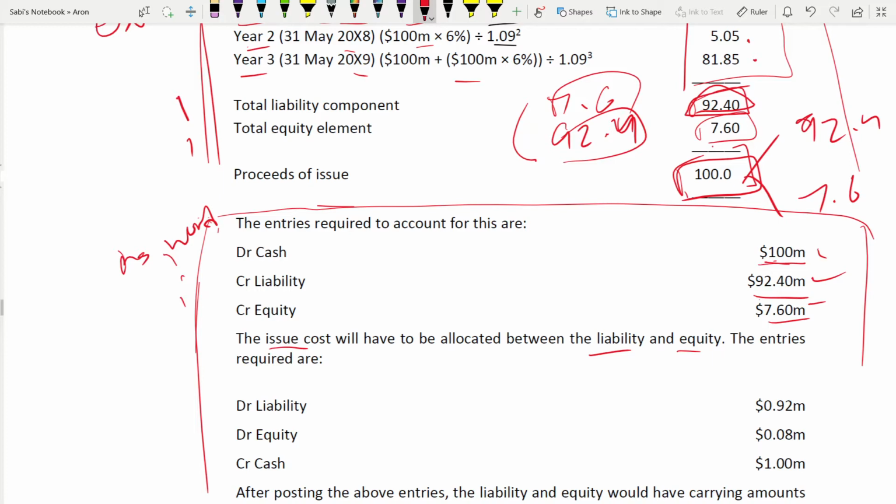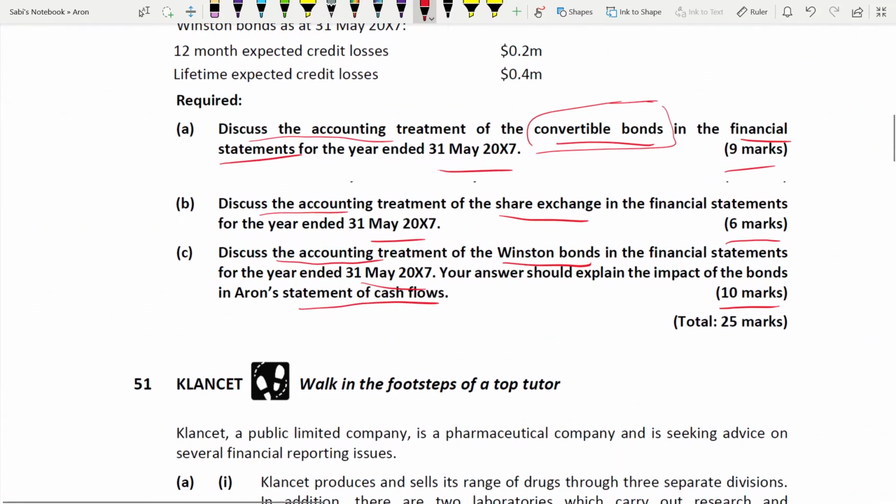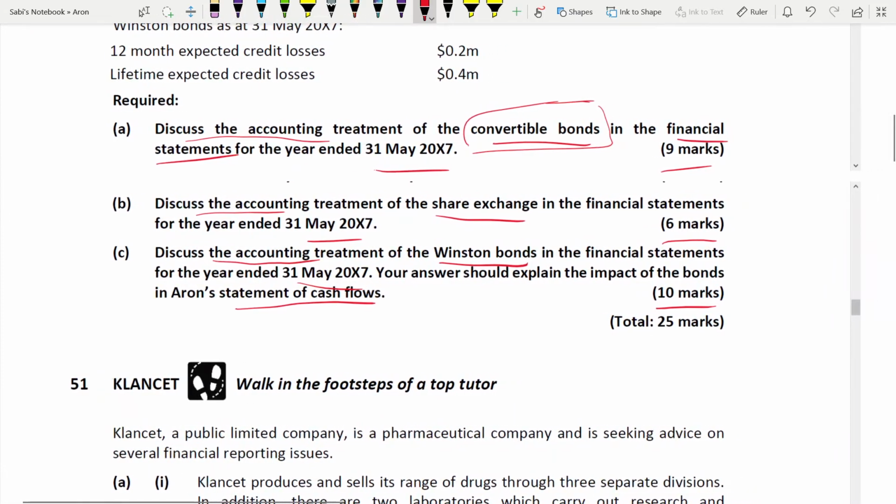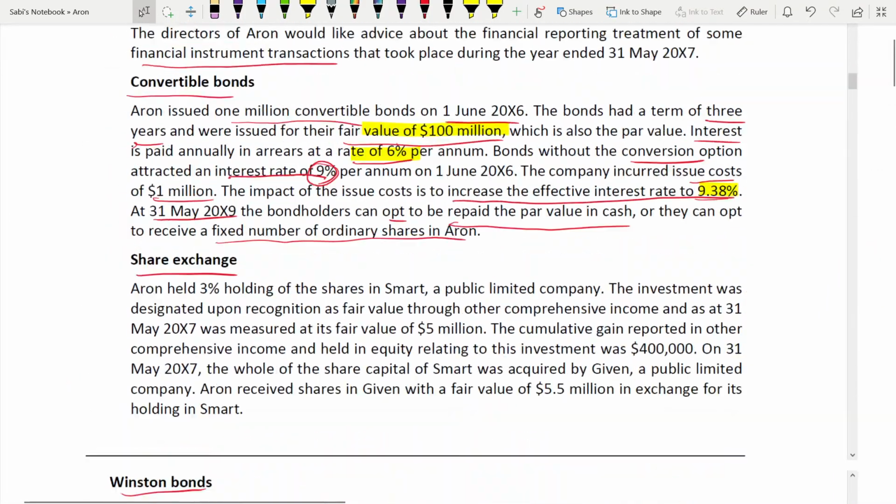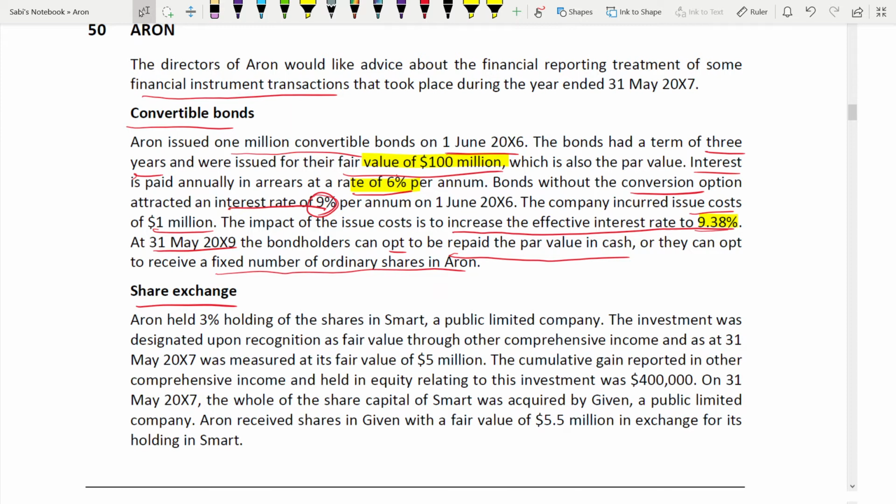Okay. What is the issue cost, by the way? I have to go and check again. See, I forgot. You also will be forgetting this. Issue cost: the impact of issue cost is to increase the effective interest rate to 9.38%.